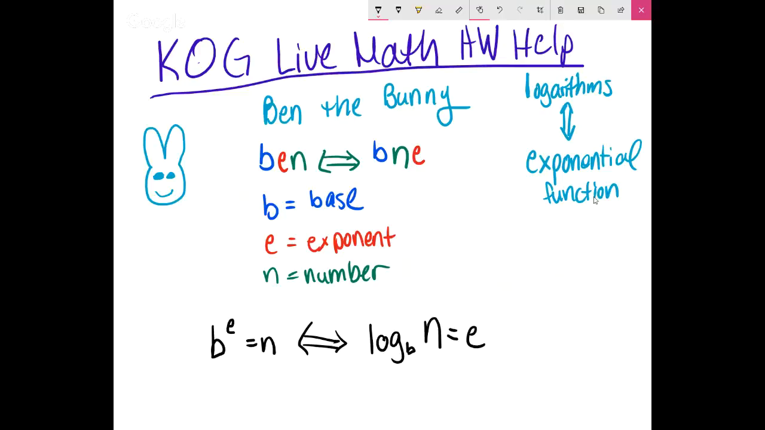So let's look at some examples. Like I said, logarithms and exponential functions are inverses of each other. So I'm going to erase this.